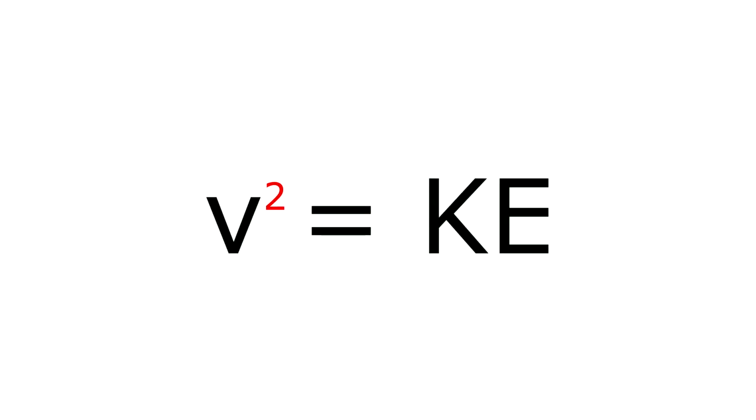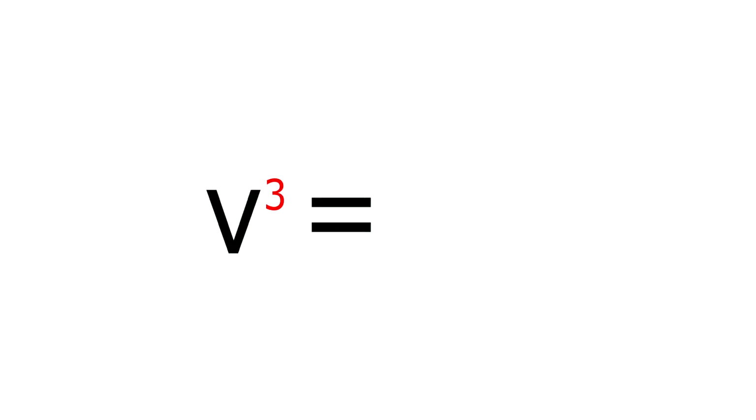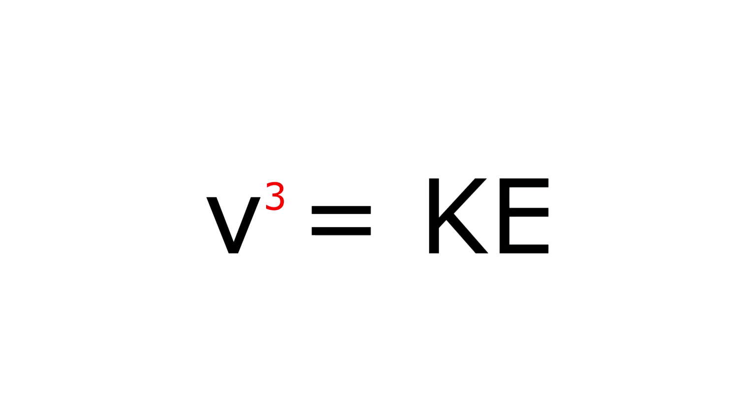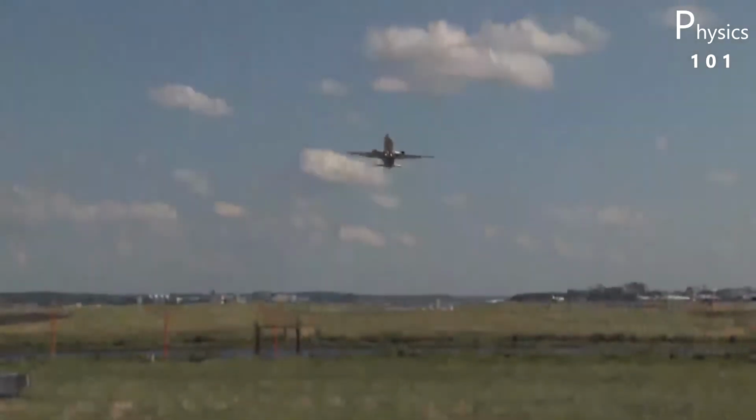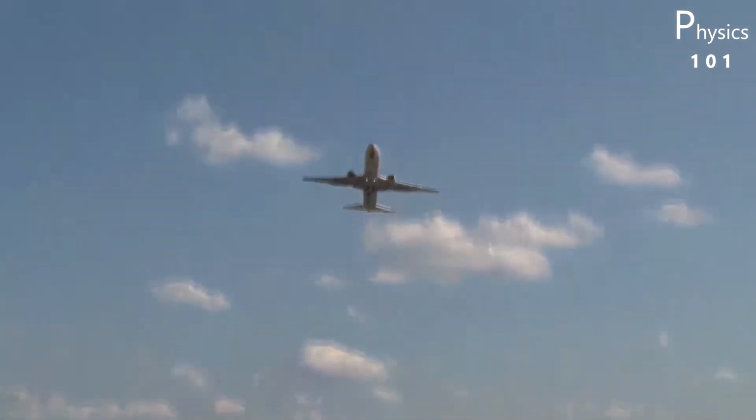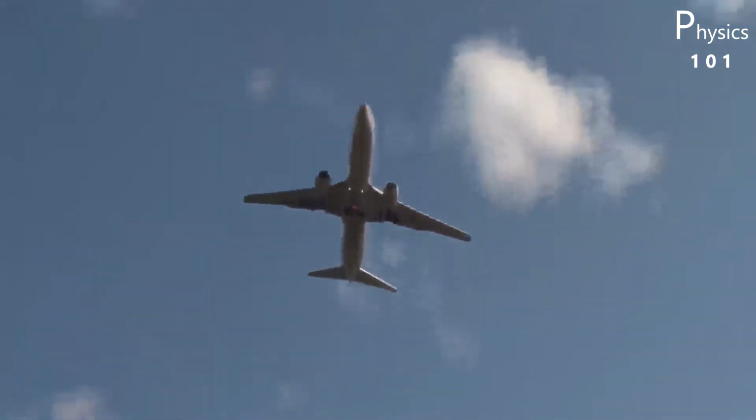But if we double the speed, the kinetic energy will quadruple. If we triple the speed, the kinetic energy of the object will increase ninefold. Hence, an example of kinetic energy is when an airplane is in flight. It has a large amount of kinetic energy due to its large mass and vast velocity.